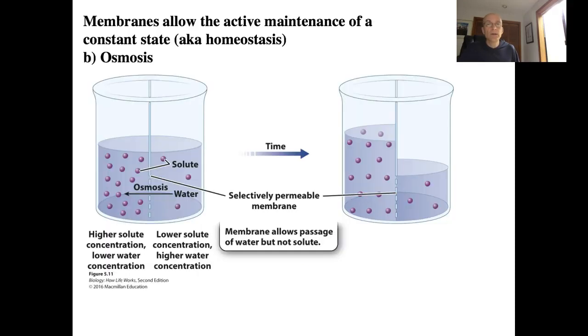So now let's talk a little bit about osmosis. Osmosis can also lead to some sort of homeostasis, a constant state. But in this example, we again have a selectively permeable membrane between two compartments, with a higher solute concentration on one side and a lower solute concentration on the other. And the book says there's also lower water concentration here and higher water concentration here, and that's a little bit difficult to grasp, right? Because it's just water to the same level.